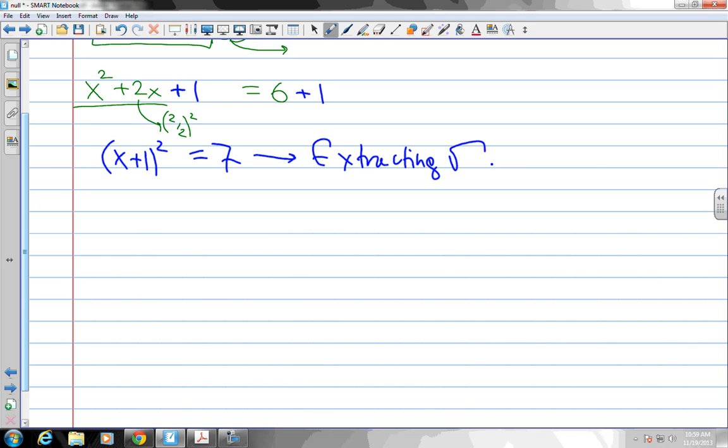Take the square root, you end up with x plus 1 equals plus or minus square root of 7. And solve for x. x equals -1 plus or minus square root of 7. You can actually leave your answer like that. There's nothing much you can do. That means you have two solutions, -1 plus square root of 7 and -1 minus the square root of 7.